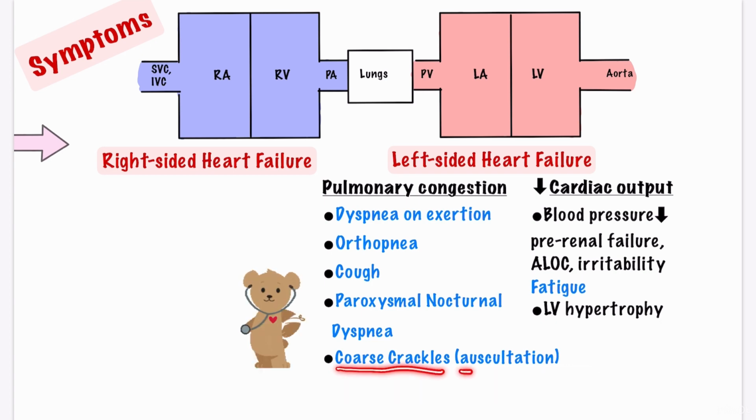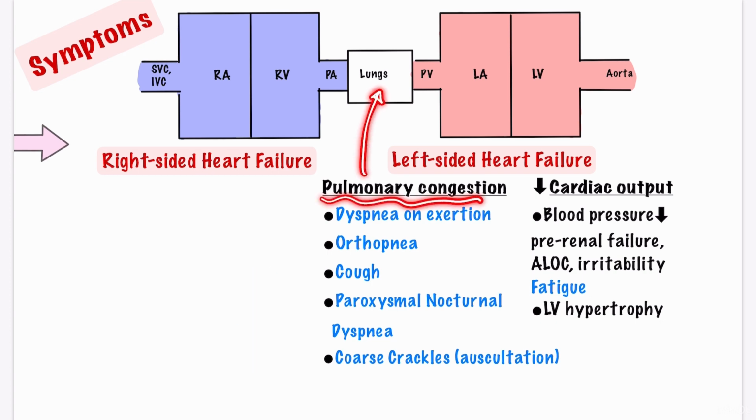Coarse crackles can be heard on auscultation by stethoscope, and these sounds are caused by the movement of air through the fluid-filled alveoli. And also because of pulmonary congestion, the alveoli in the lungs become partially fluid-filled and it causes hypoxia. And it interferes with gas exchange and thus may cause hypoxemia.